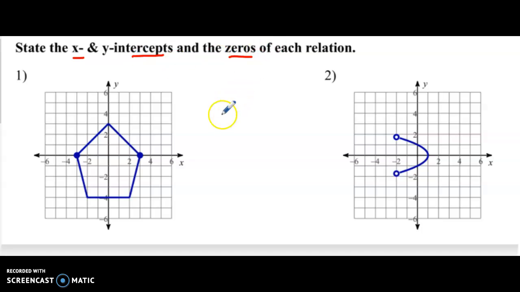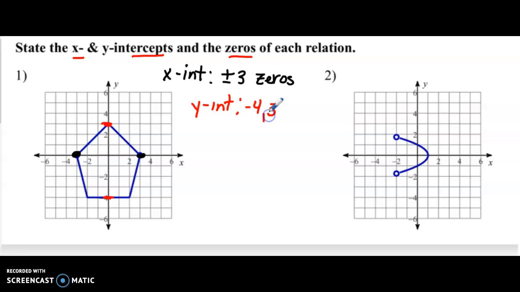All right, so when we look at our x-intercepts, in the first one, it crosses the x-axis at -3 and +3. So you can write it out two separate ways, or you can just write it like this. That is also the zeros. The y-intercepts is where it crosses the y-axis. So on here it's at -4 and +3. So those are your x and y-intercepts and the zeros for number 1.